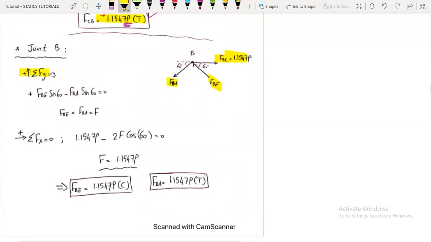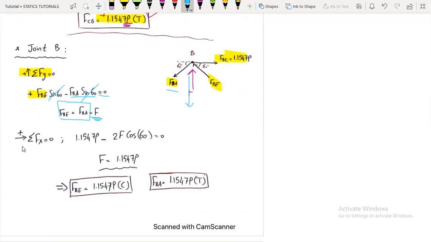Now taking the summation of force in the y direction, we have positive FBE sine 60. Here it will be FBE sine 60 acting upwards, so positive, minus, because the component of FBA will be acting where? Downwards, correct? So minus FBA sine 60 equals 0. Sine 60 cancels out with sine 60, and we are left with FBE equals FBA. Let's say they have the value of F.